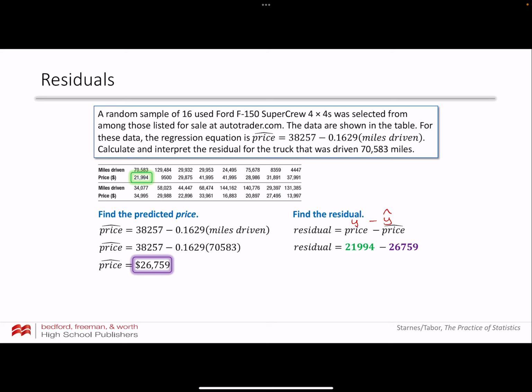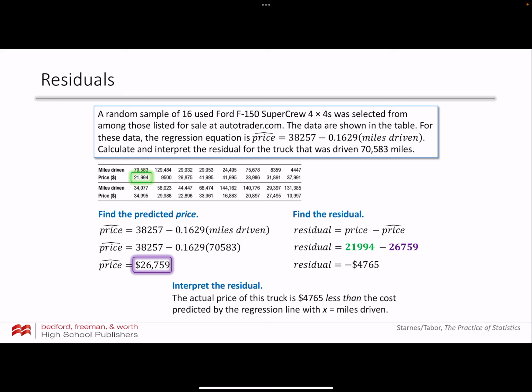You can see that the predicted price was higher than the actual price it was sold for, so your residual is going to be negative. In other words, on the scatter plot, that point compared to the regression line would be below the regression line. Now we're going to interpret that residual. Your interpretation is that the actual price of the truck was $4,765 less than the cost that was predicted by the regression line.